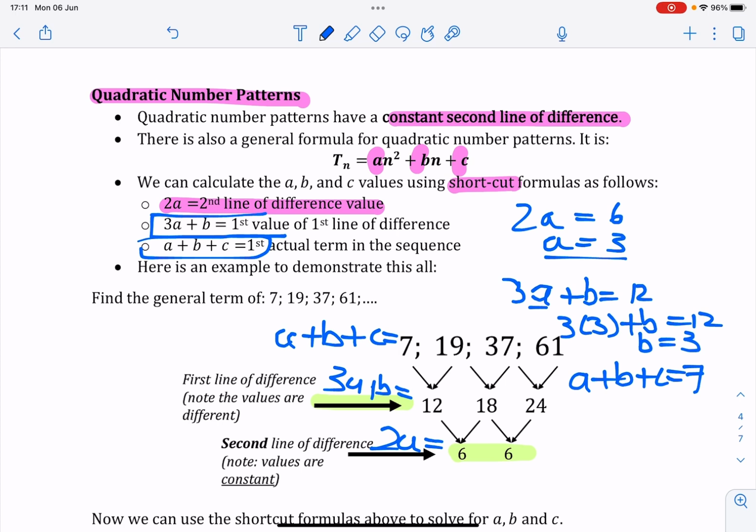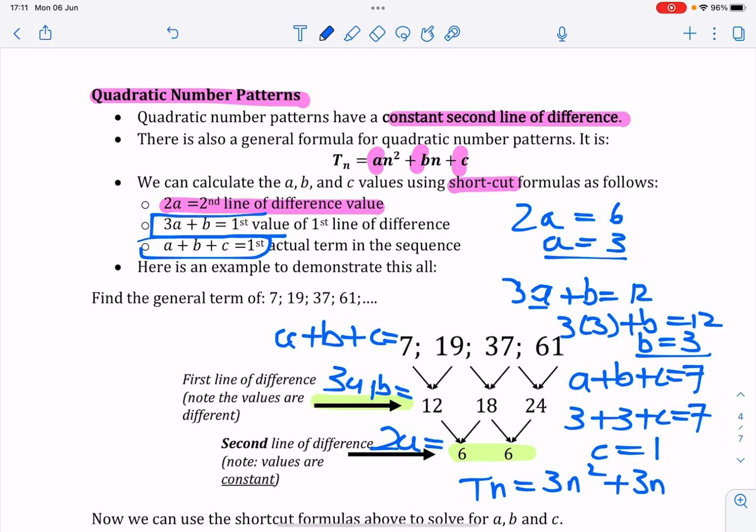Then we can substitute our a and our b in this next formula. So 3 plus 3 plus c is equal to 7. So that means c is 7 minus 6, which is 1. So Tn is equal to 3n squared, our a value, plus 3n, our b value, plus 1, our c value. So now we've solved for a, b, and c, and we have our general formula.